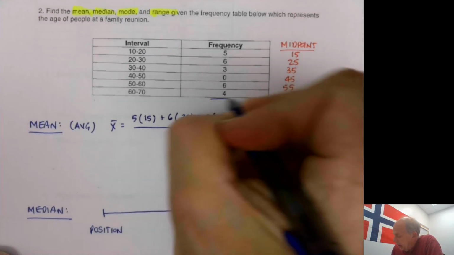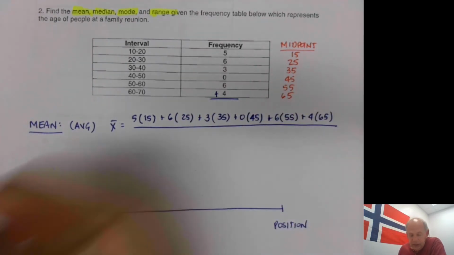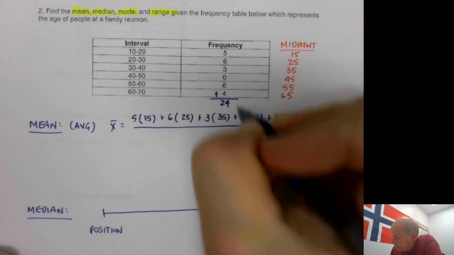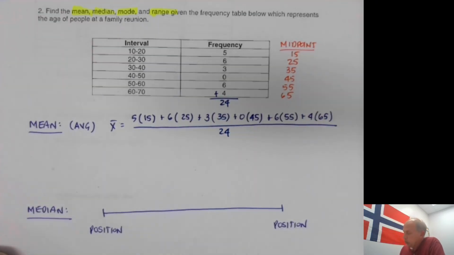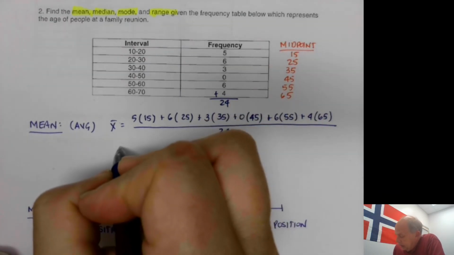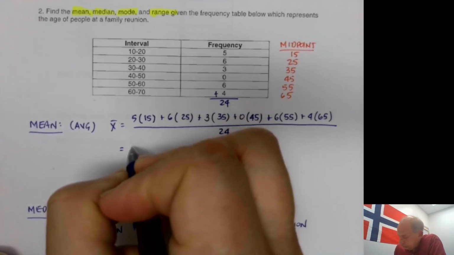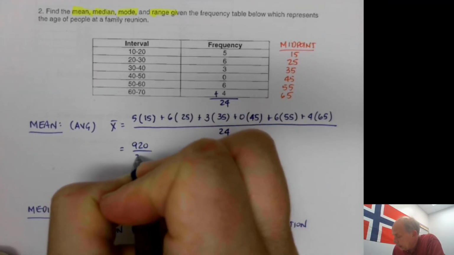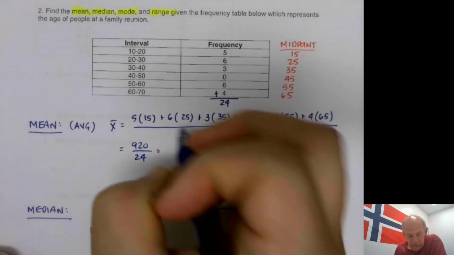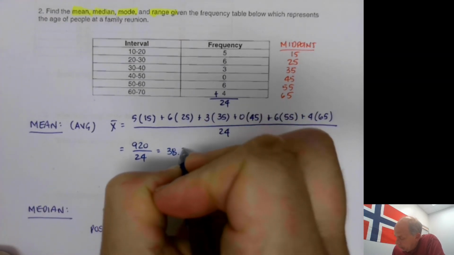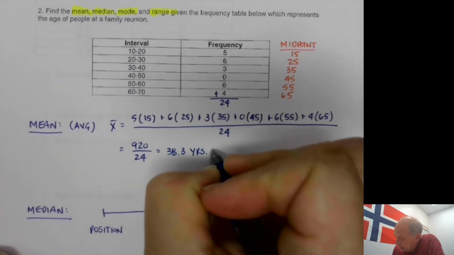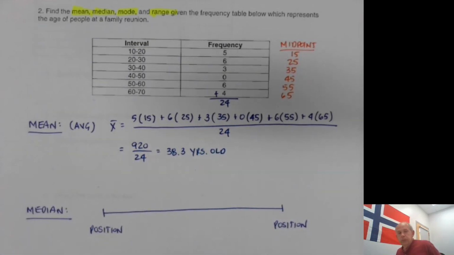Since I'm finding the average, I have to add up how many people were at the family reunion. There were 24 people there. The average age was 920 over 24, or 38.3 years old. So there's how you would find the mean or the average, the very cookbook.